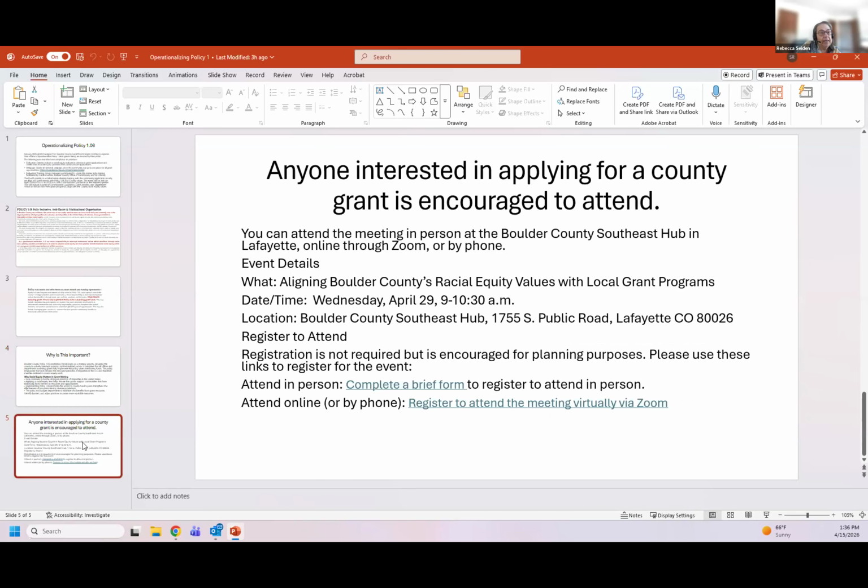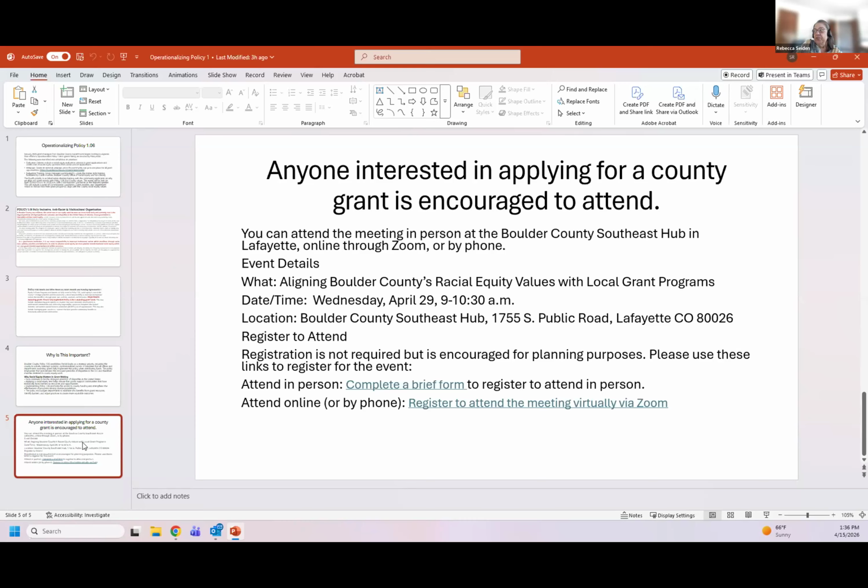So this is the training that is coming up. You can see links for attending. It is an in-person training, but also online through Zoom or by phone. It is called Aligning Boulder County's Racial Equity Values with Local Grant Programs. It is Wednesday, April 29th from 9 to 10:30 a.m. The in-person location is at the Boulder County Southeast Hub.